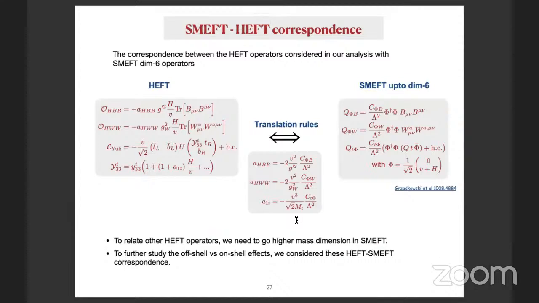Okay, so now to combine off-shell and on-shell data, we also further assumed, because we saw that there was a particular HEFT operator which brings out different effects as compared to what happens in SMEFT. So we tried to bring the correspondence between HEFT and SMEFT operators. We saw that in the list of 16 operators, there were three operators which can be related to SMEFT operators up to dimension 6 using these translational rules. Now to relate other HEFT operators, we need to go to higher dimension, and to further study the effect of off-shell and on-shell correlations, we consider these correspondences.